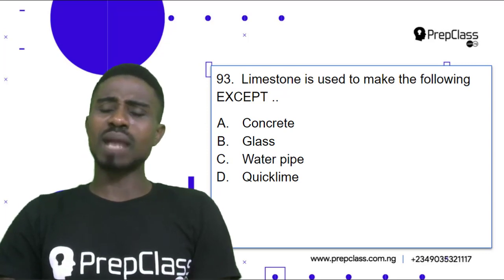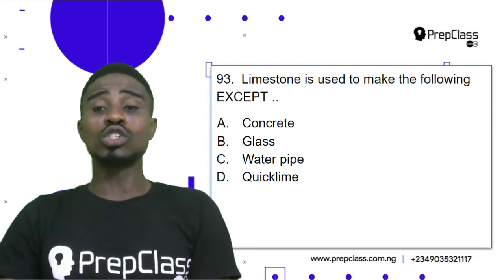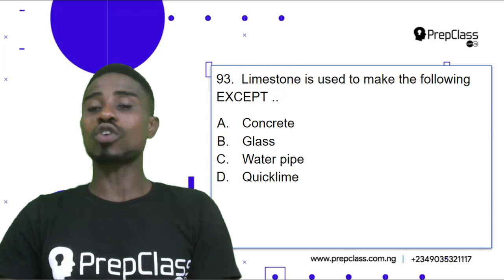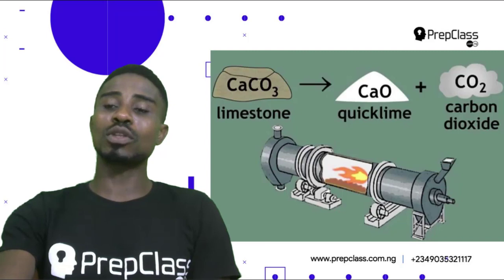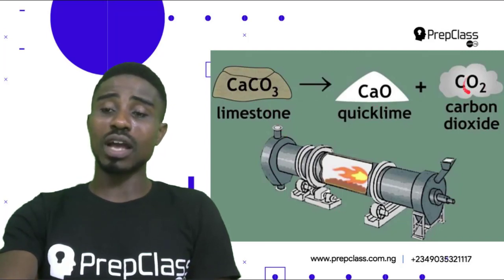Now, when you're talking about limestone, limestone has various uses. One, limestone is used in making quicklime. When it's subjected to heat, it makes quicklime, with the release of carbon dioxide. Limestone is also used industrially in the production of cement, which is used in making concrete. So here is a picture that explains a bit of the use of limestone. You can see it's used in making quicklime with the release of carbon dioxide.